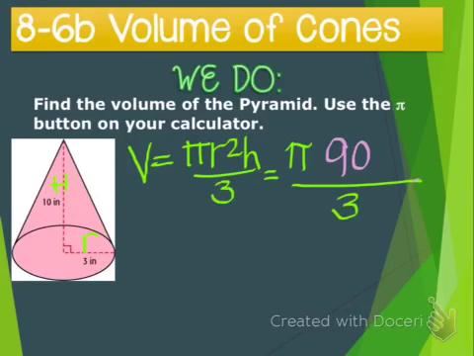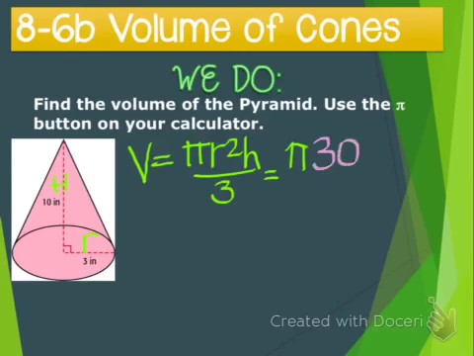And then before I do pi, I can actually simplify 90 divided by 3, which is 30. So I'm going to go ahead and write 30 here. So I've simplified all of that down to 30, but we still have to multiply by pi. So I'm going to put it into the calculator. I'm going to do 30 times my pi button, which is going to give me a big hairy ugly decimal, which looks like this, 94.247 forever and ever.